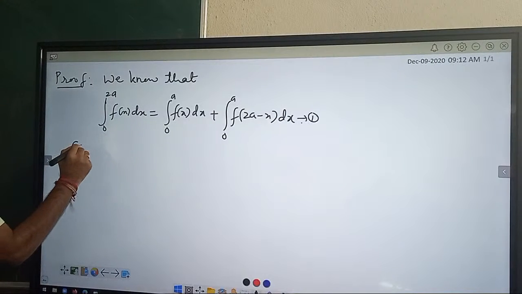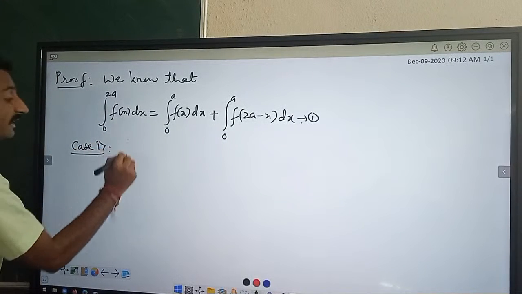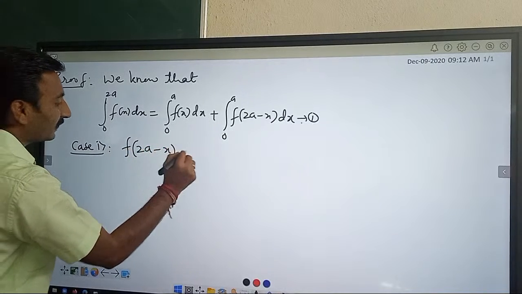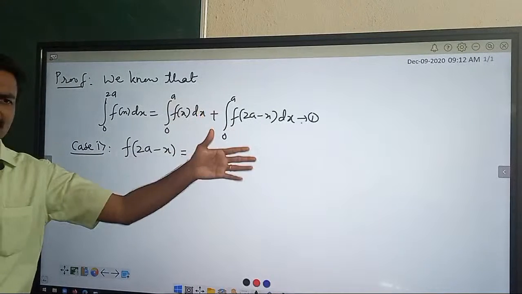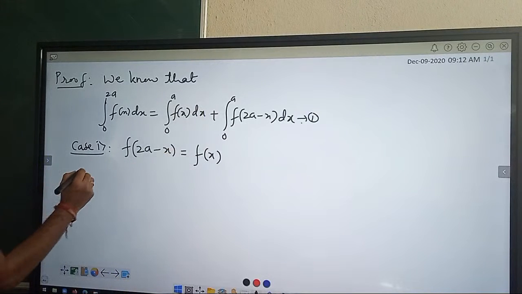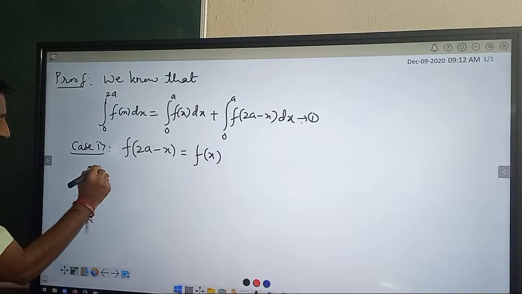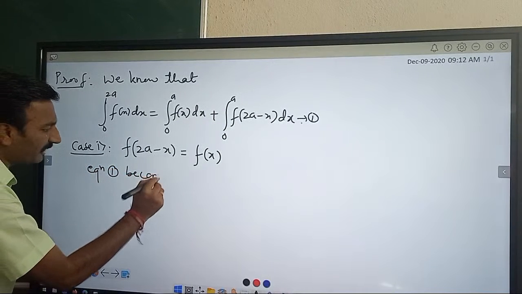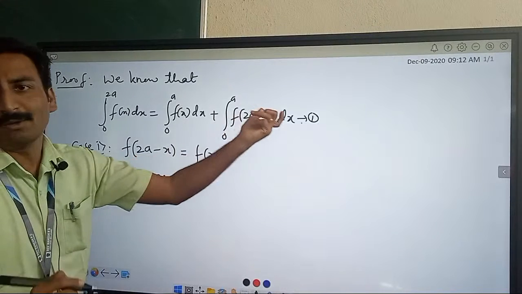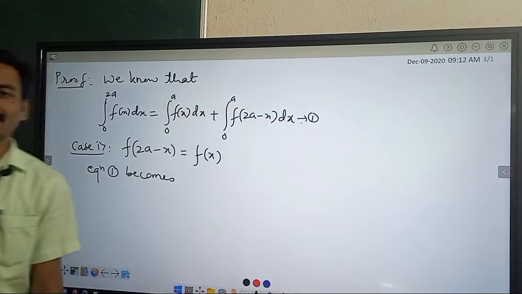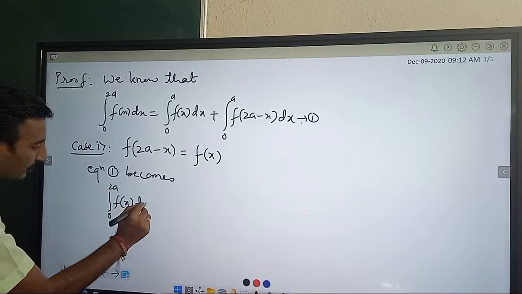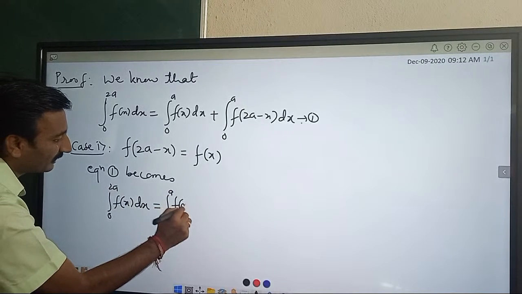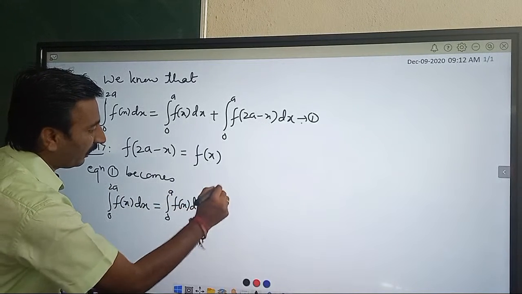Now let us take case 1. What is case 1? It is saying that f of 2a minus x is equal to f of x. Actually there is nothing else to prove here, because if you know property number 6, then directly you can go. So now equation 1 becomes, simply where I have f of 2a minus x, I will put f of x. Both are the same, just add it. Correct? So therefore the integral from 0 to 2a of f of x dx equals the integral from 0 to a of f of x dx plus the integral from 0 to a of f of x dx.